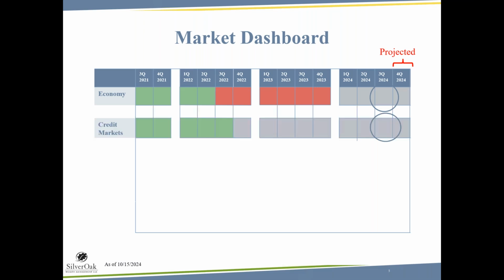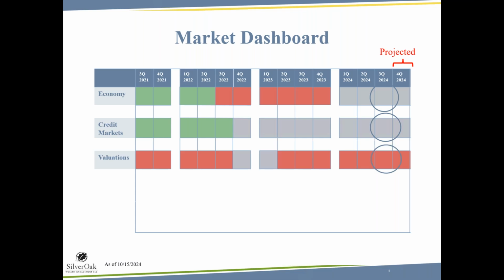Credit markets, the second of the 4 major components. And actually with the credit markets, there's 6 sub-factors that we measure. But as everyone can see, that has remained neutral for the last couple of quarters as well. And we're projecting that to remain neutral moving forward to the fourth quarter.